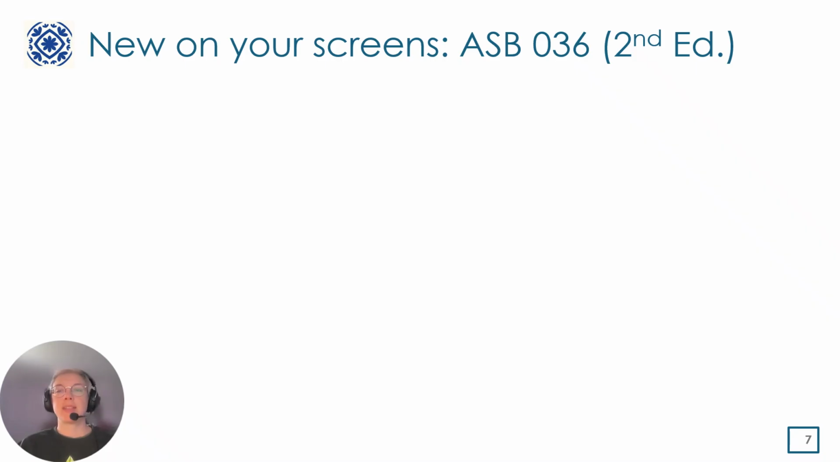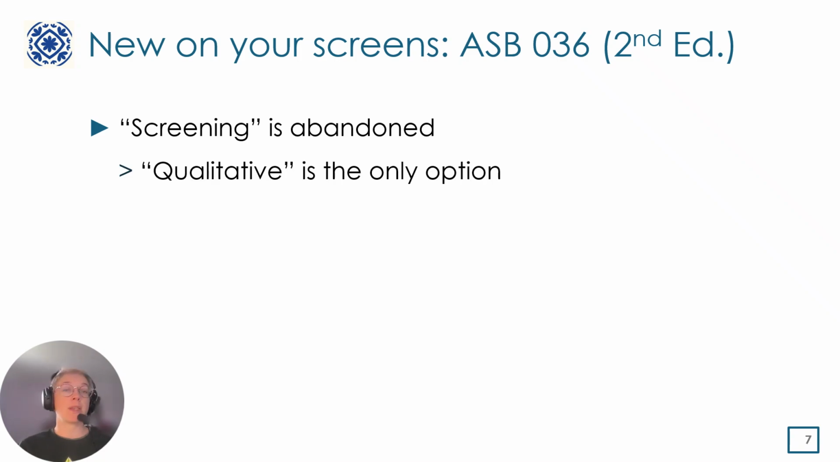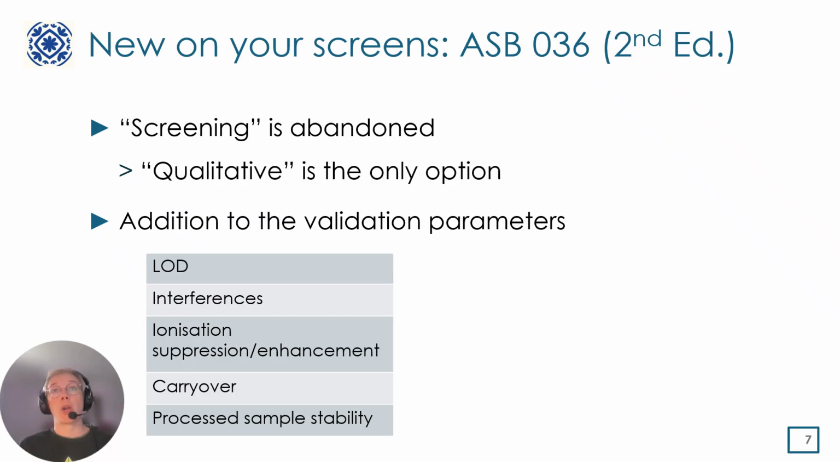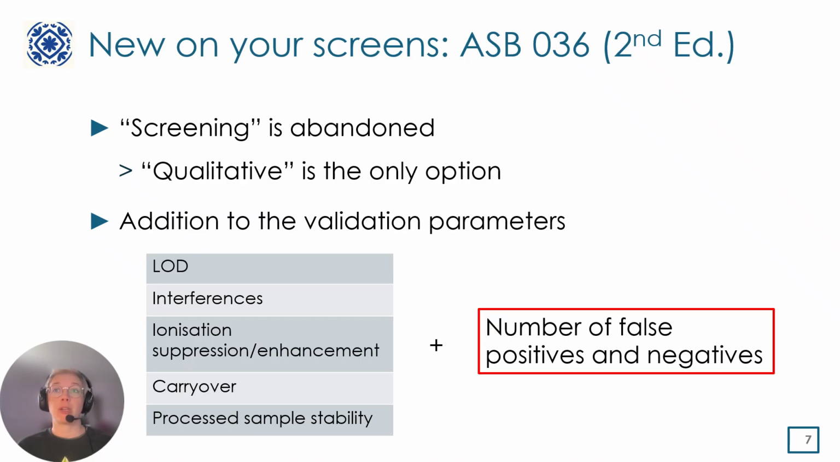Okay, so what about the second edition of ASB 036? As it relates to non-quantitative methods, there are two major changes. First, the notion of screening methods is abandoned entirely. The only option you have is a qualitative method. Second, to the validation parameters that were laid out in the first edition, we add one big one, the estimation of the number of false results. For the remainder of this presentation, we will discuss these changes in more detail.